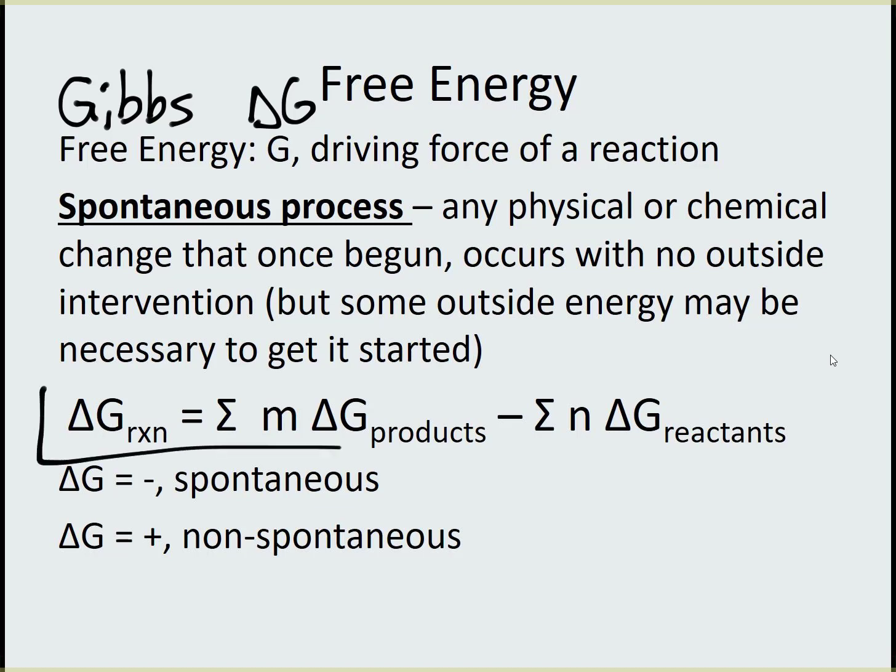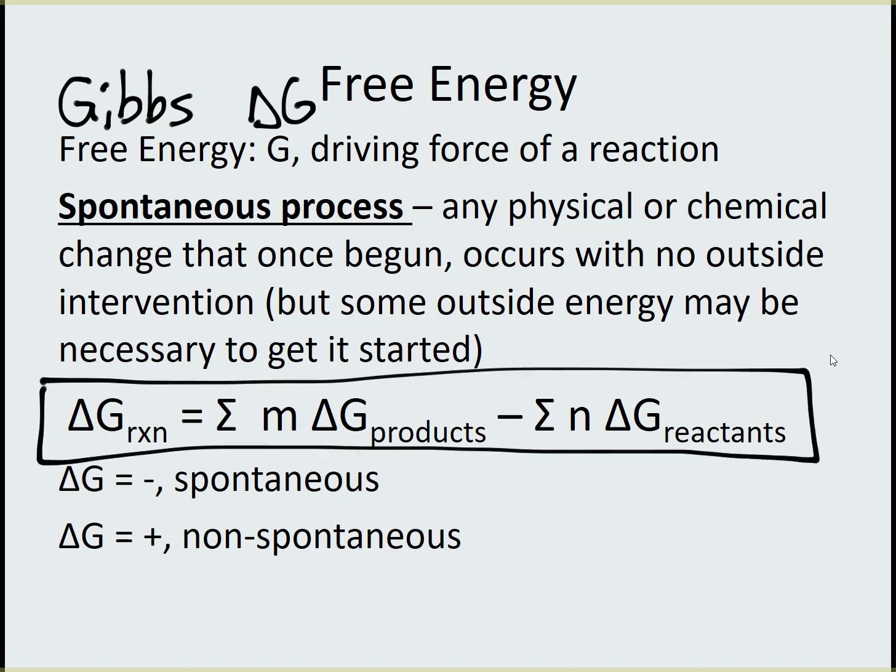And if you look at the equation right here, it's just like the other equations we've looked at. You take the sum of the products and you subtract the sum of the reactants. And you can find these values on the table that should have been included in your homework. And if you can't find it in your homework packet, then you can also look on Canvas and it should be there, that you can print it out and look up those values.